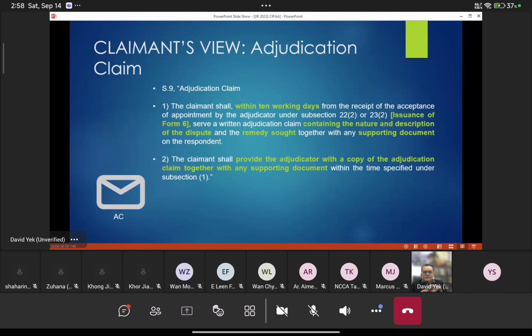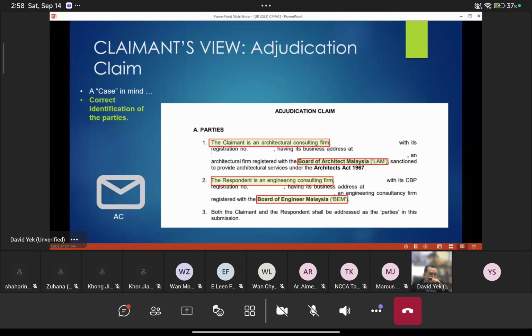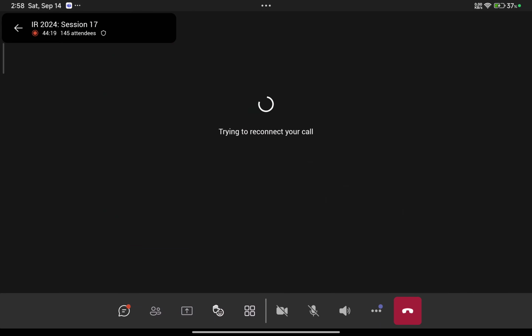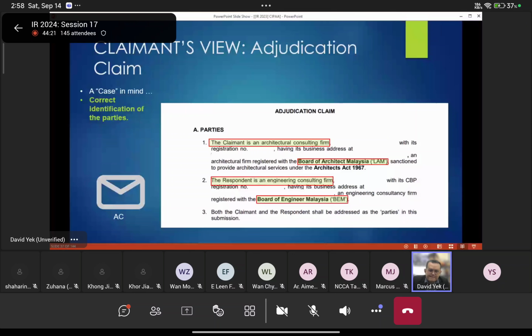So item 2 states that you provide the adjudicator with a copy of the adjudication claim together with any supporting documents. Have a case in mind. This is very important. The way you draft the adjudication claim is very important.